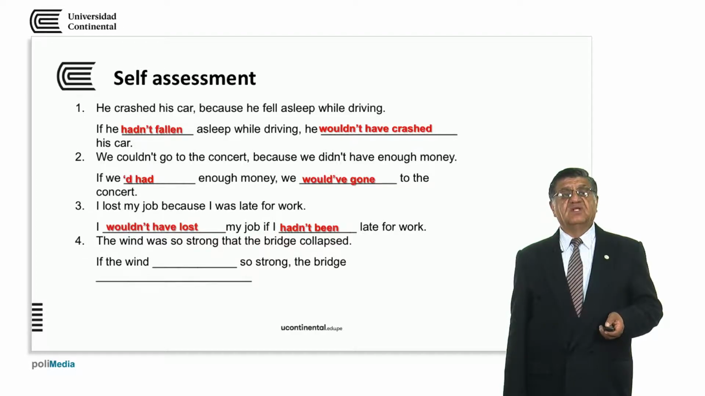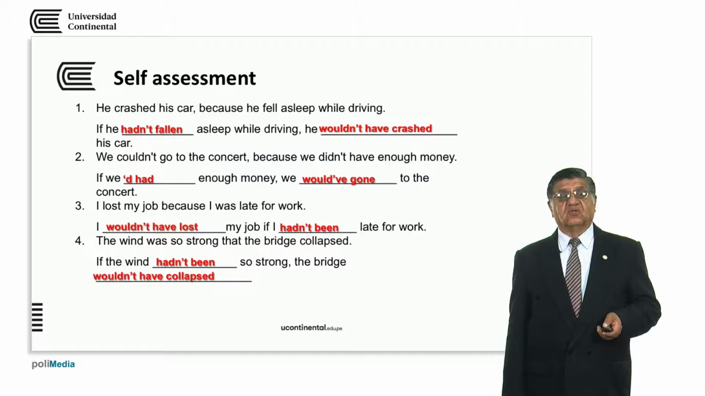So if the wind hadn't been so strong, the bridge wouldn't have collapsed. If the wind hadn't been so strong, the bridge wouldn't have collapsed. Okay? The if clause in the past perfect and the main clause in the perfect conditional.